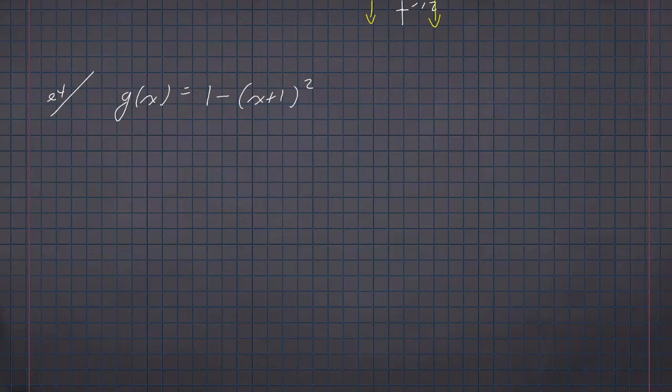Similar type of problem that I'd like you to take a couple of minutes to play around with. g of x is 1 minus the quantity x plus 1 squared. Pause the video, take a few minutes, and graph this function on your own before you continue onward. I'll give you about 15 seconds. Again, pause the video. And when you come back, you should see the graph already established.